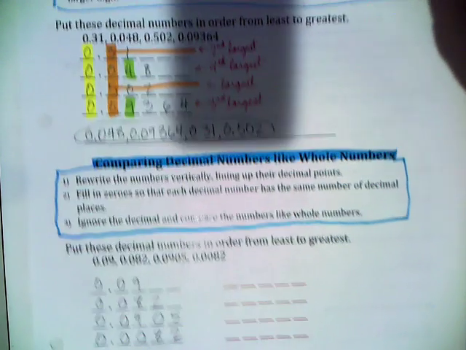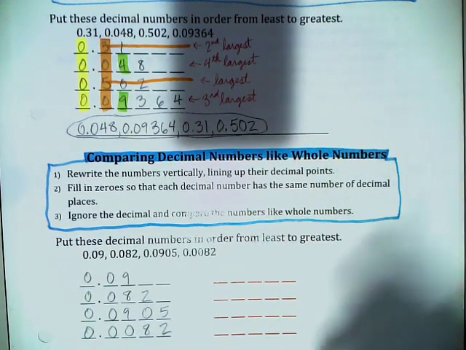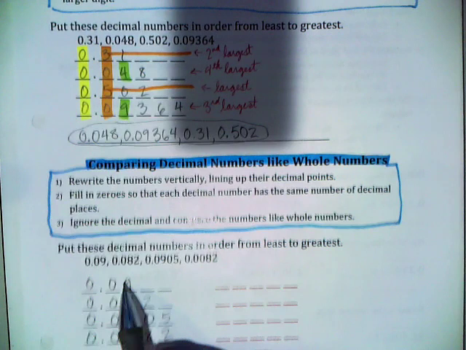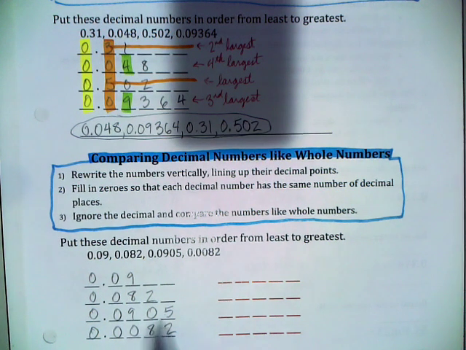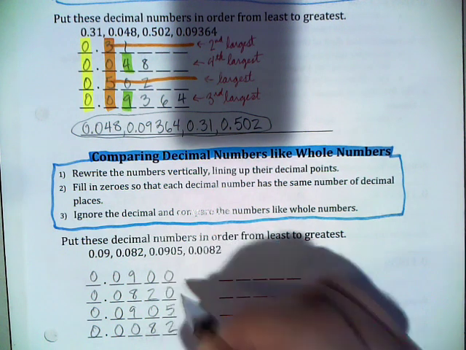I'm just going to line up those decimals to start. So in this one, step two though, we're going to fill in zeros so that each decimal number has the same number of decimal places. So we can see this has only got 2 decimal places, this has 3, this has 4, this has 4. So I'm just going to take these empty spaces and fill them in.